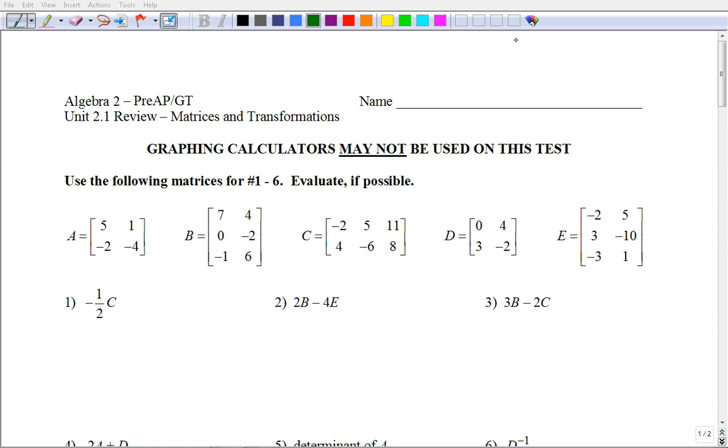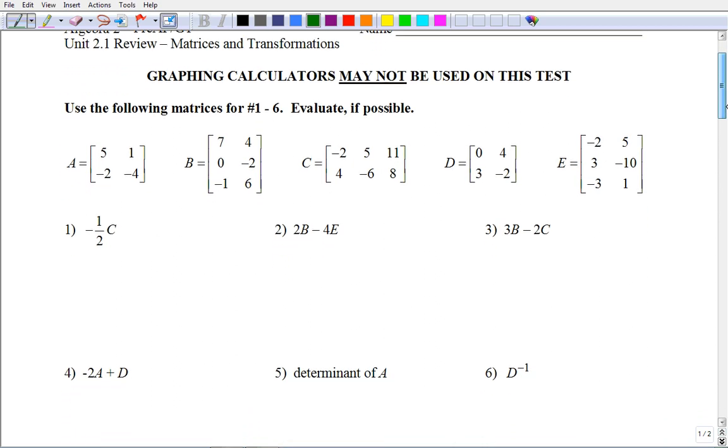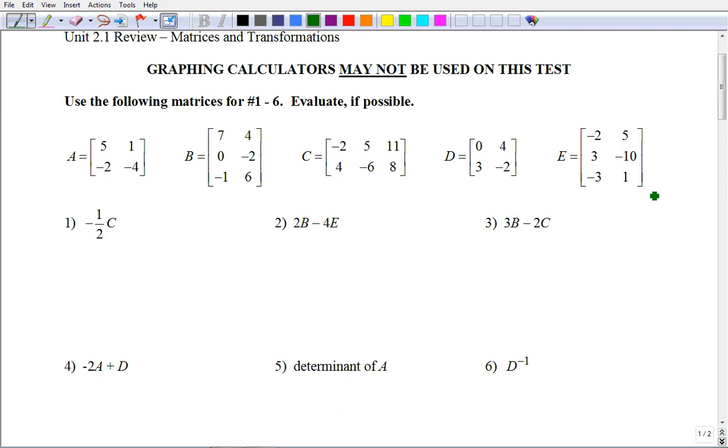This is a video working through the Unit 2.1 review for matrices and transformations for your test on Monday. For this first part, we will be using the following matrices.